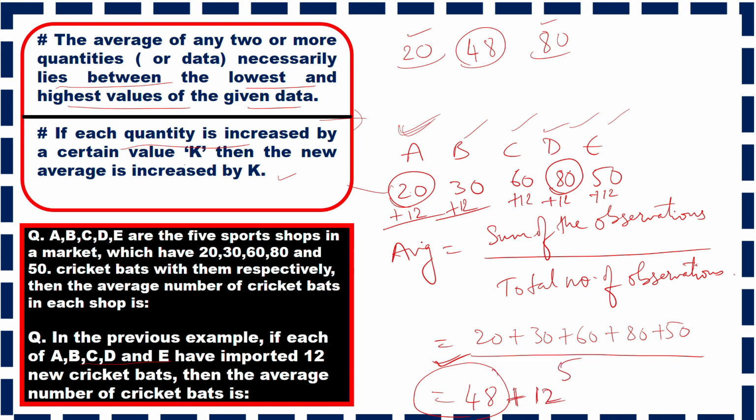You can solve this if you want to prove it. 20 plus 12 and 30 plus 12, add everything and divide by 5. You will get the average as 60. So if each quantity is increased by a certain value, the value must be the same. If the value is the same, then whatever quantity we are adding will also be added to the old average, so that the new average will be formed.